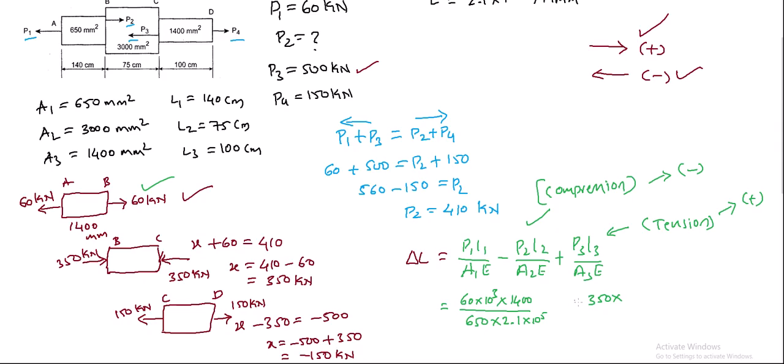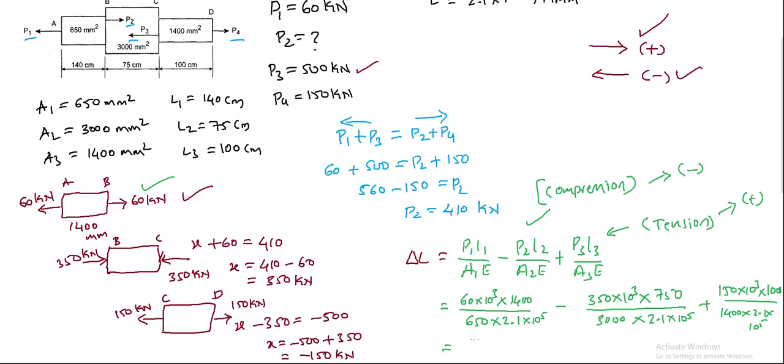So to get this minus, 350 times 10 to the power 3 times L2. The length of the second element is 75 centimeter. If I convert that to mm, it is 750 mm, and A3 given is 3000, and E is 2.1 times 10 to the power 5. Plus for element 3, the total load applied on the element is 150 times 10 to the power 3 times the length, which is 1000 mm, divided by the cross section area given, 1400, times 2.1 times 10 to the power 5.